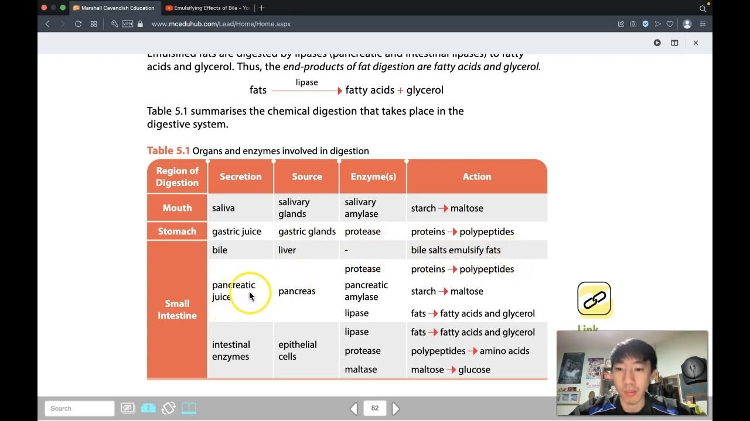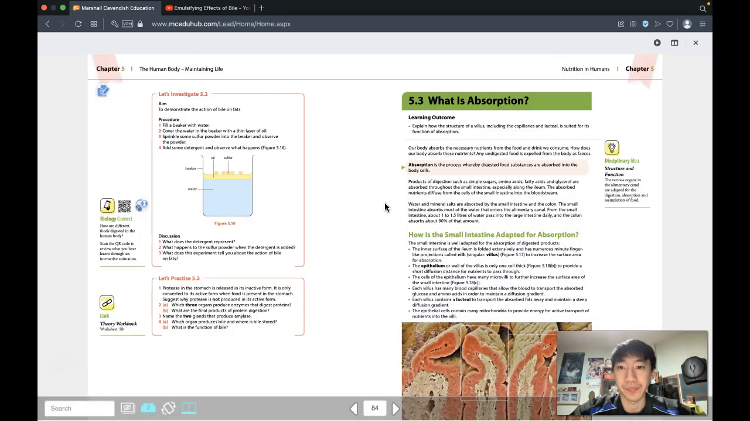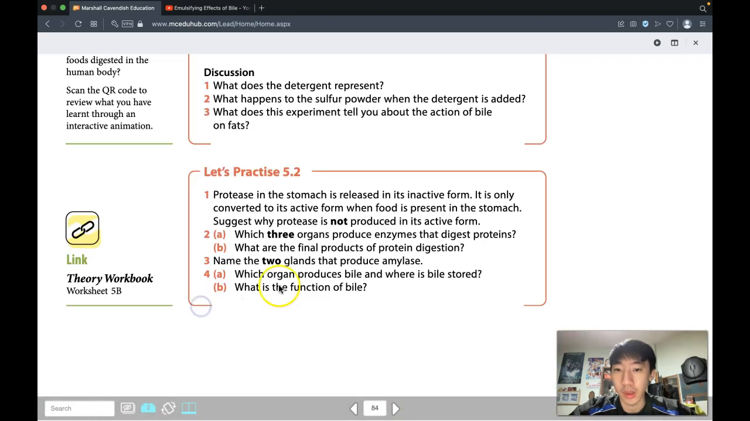The pancreas produces pancreatic juice, which contains protease, pancreatic amylase, and lipase, and the proteins will be broken down into polypeptides. The starch will be broken down into maltose. The fats will be broken down into 3 fatty acids, 1 glycerol, and also the intestinal enzymes that come from the cells of the intestine itself. This contains lipase, protease, maltase, and this will digest fats into fatty acids and glycerol, polypeptides into amino acids, and maltose into glucose. Okay, so you all can do this by yourself.